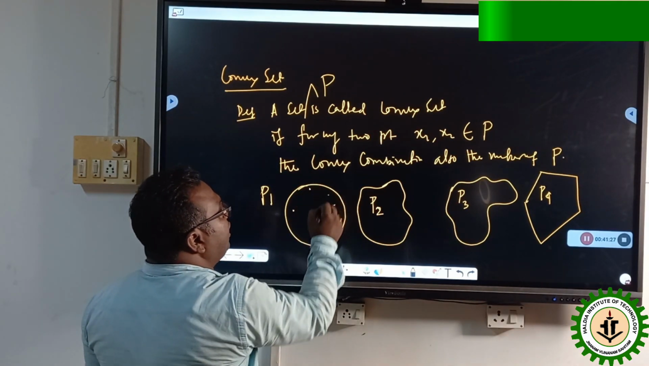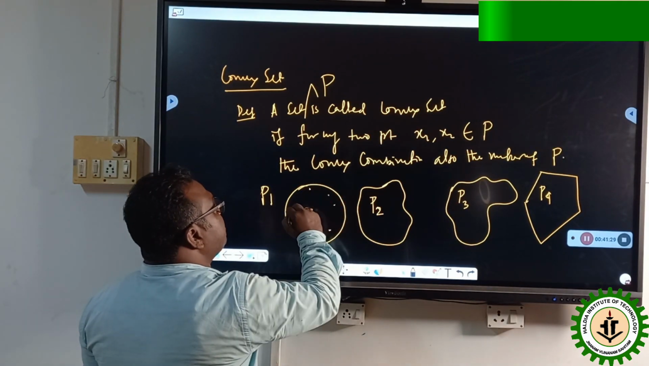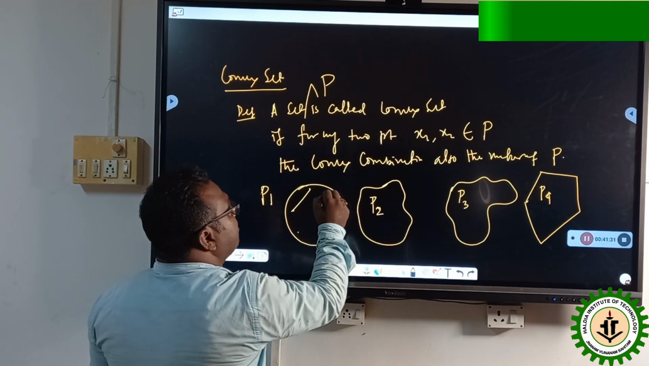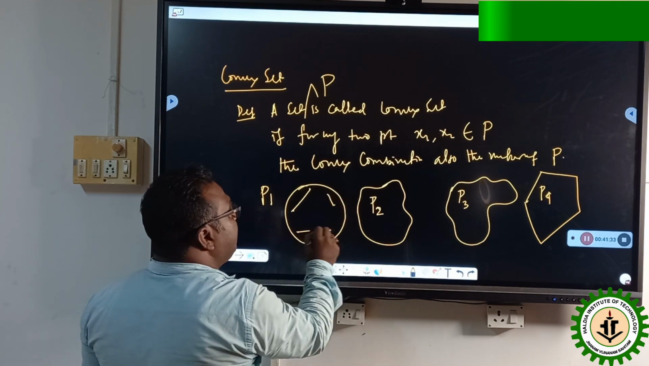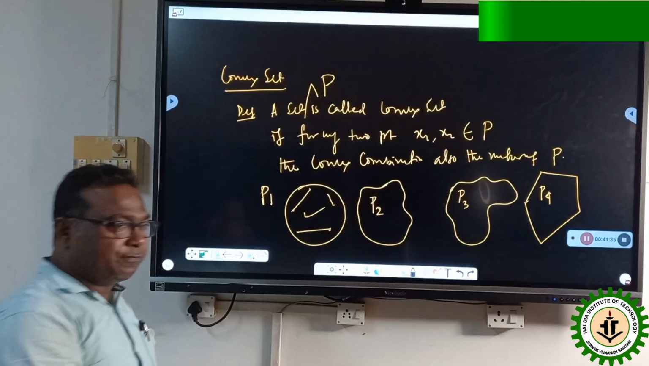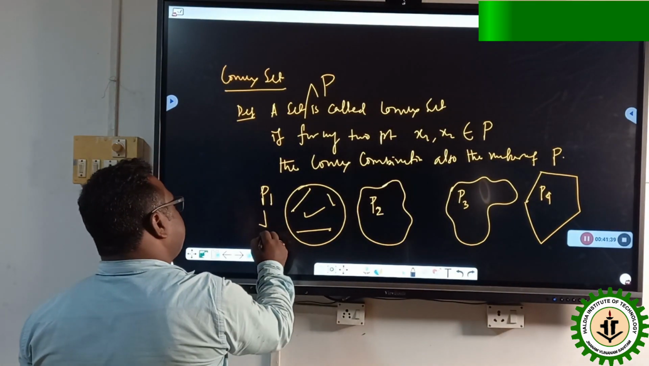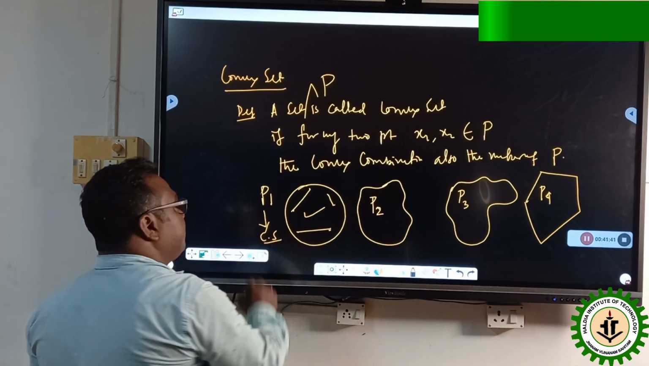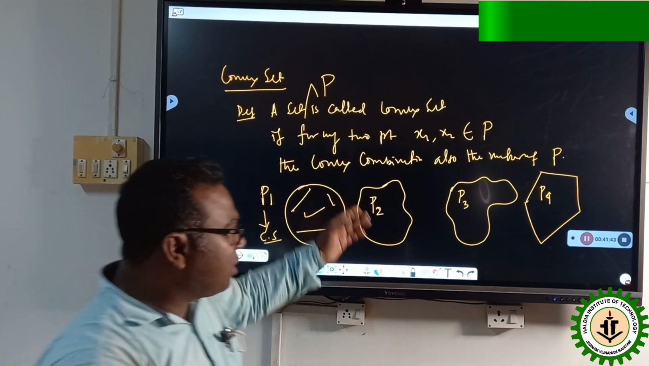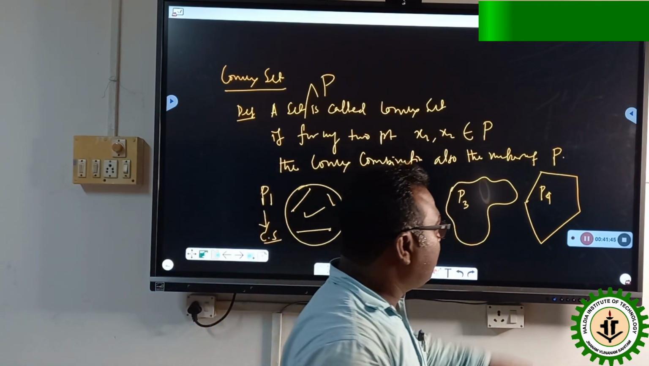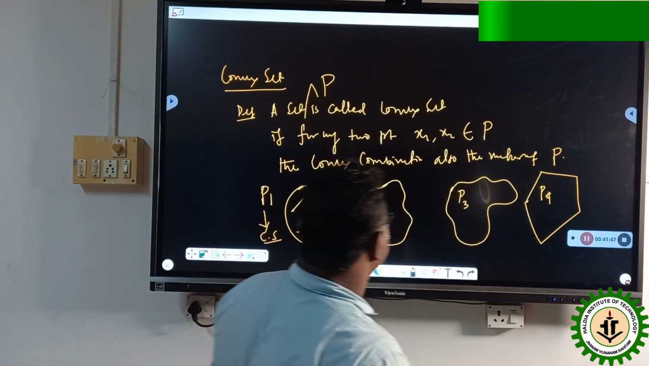Obviously, whatever point you choose, you can see that the line joining these 2 points lies entirely in this set. So P1 is a convex set. The same holds for this one, this one, and this one, you can see here.